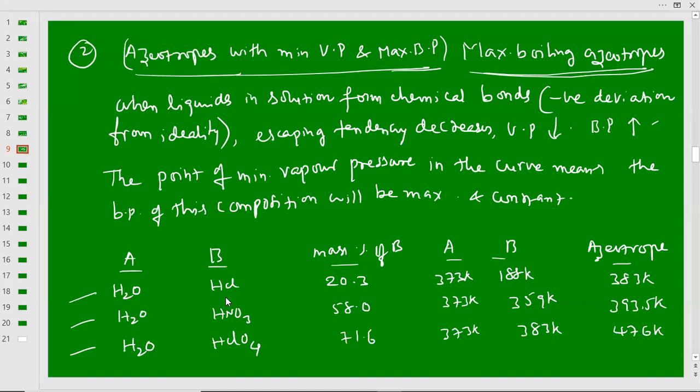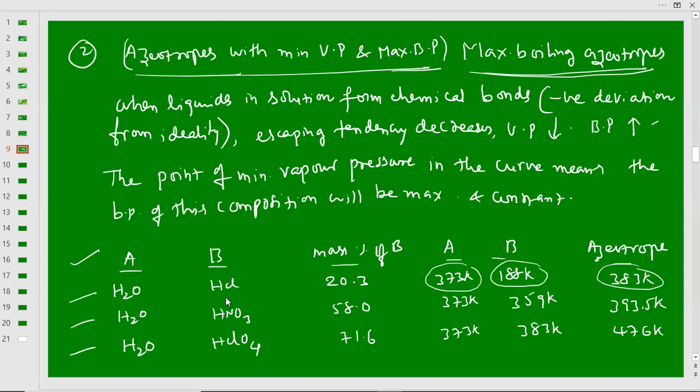A mixture of two liquids whose boiling point is more than either of the two pure components. Here, the pure components' boiling points, if you observe in this table column, are 373 for water and 188 for HCl, but 383 is the maximum, higher than the individual ones.